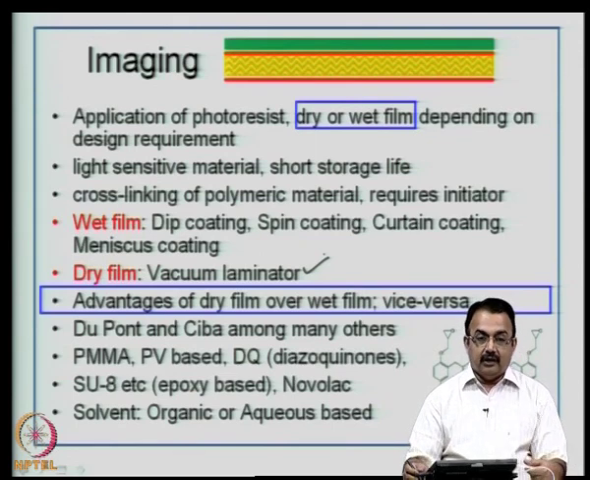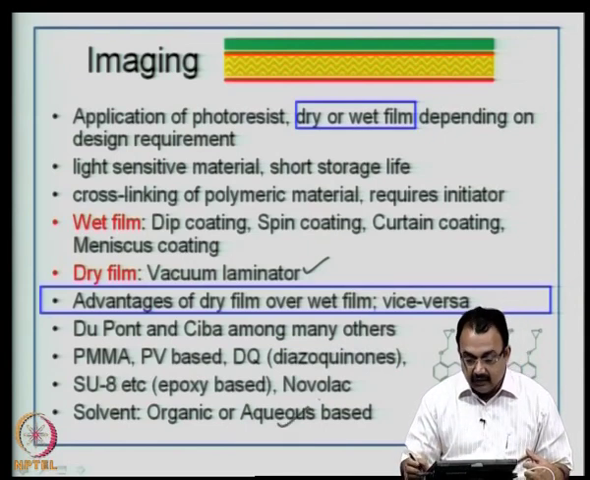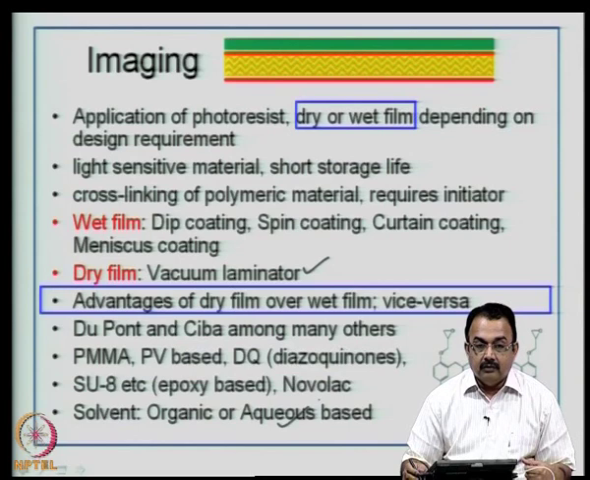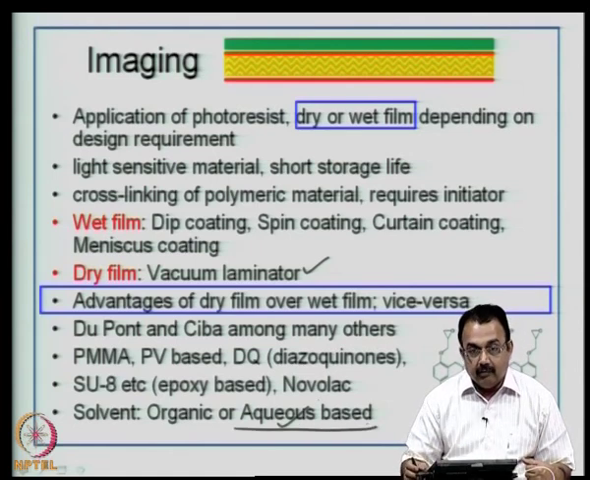Solvent, typically in earlier days people were using organic solvents, but today most of the process is aqueous based, because there is no health hazard. You can prepare the developing process. Okay, one of the important processes in imaging is developing. So, you can prepare an aqueous developer right in your lab.